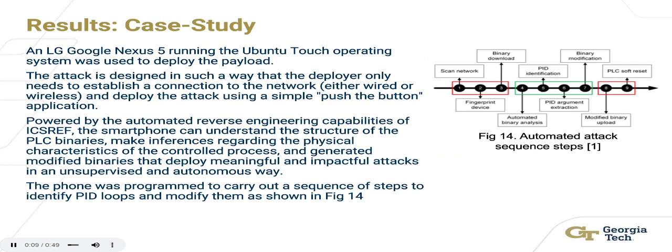The attack is designed in such a way that the deployer only needs to establish a connection to the network, either wired or wireless, and deploy the attack using a simple push-the-button application. Powered by the automated reverse engineering capabilities of ICSREF, the smartphone can understand the structure of the PLC binaries, make inferences regarding the physical characteristics of the controlled process, and generate modified binaries that deploy meaningful and impactful attacks in an unsupervised and autonomous way. The phone was programmed to carry out a sequence of steps to identify PID loops and modify them as shown in figure 14.